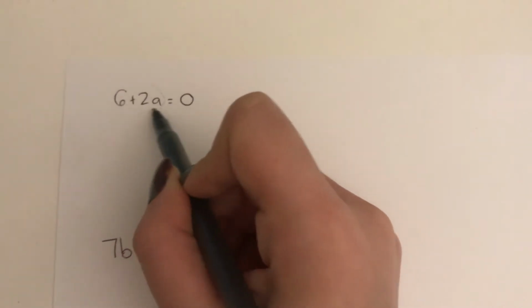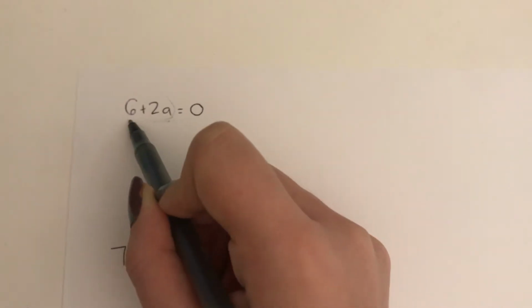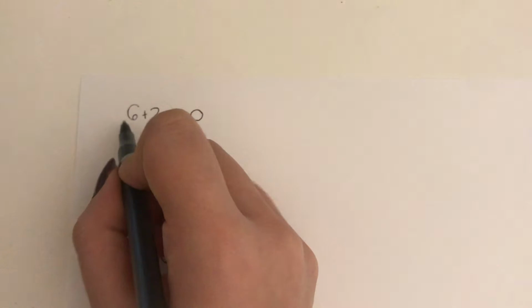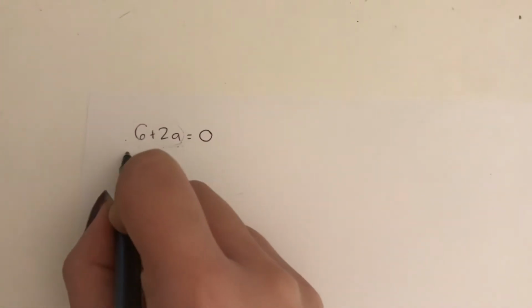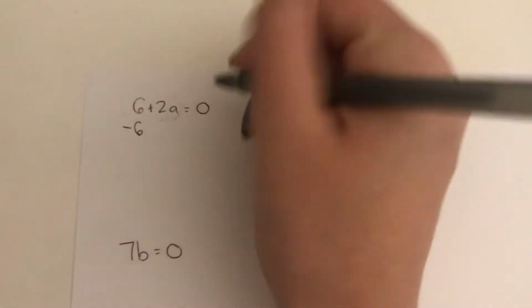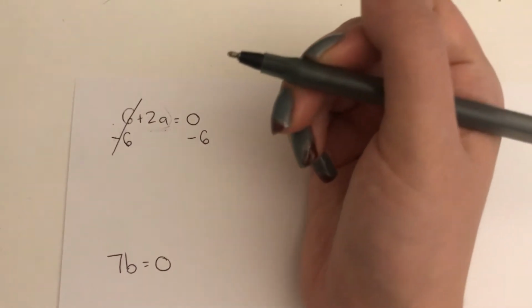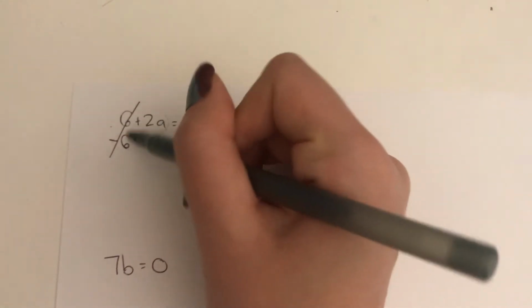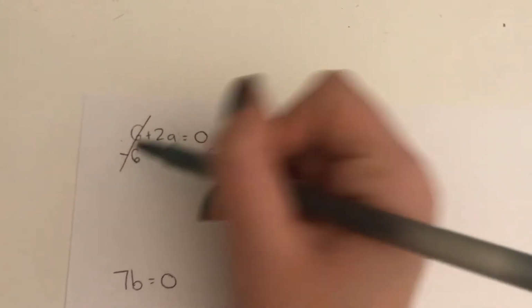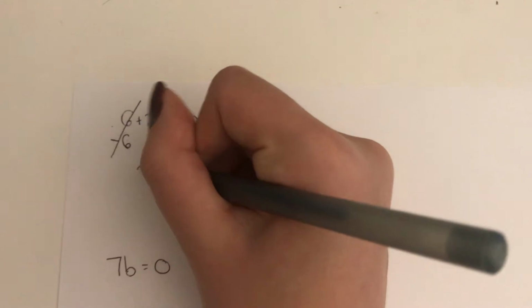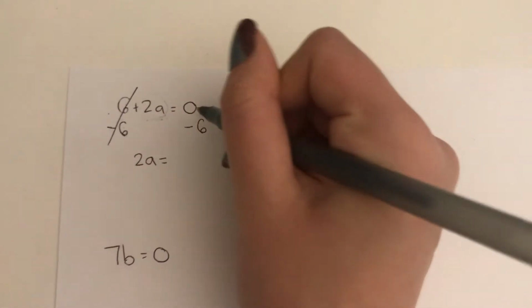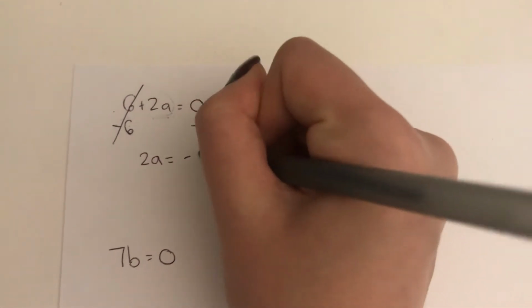First of all, this a variable is part of the 2a term. What I can first do is get rid of this 6. If this is a positive 6, the opposite to eliminate it would be a negative 6. So I'm going to subtract 6 from both sides. This eliminates because 6 plus negative 6, or 6 minus 6, is 0. So I'm then left with 2a equals 0 minus 6, which is negative 6.